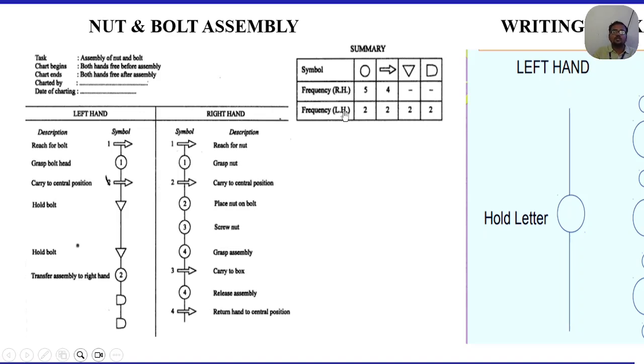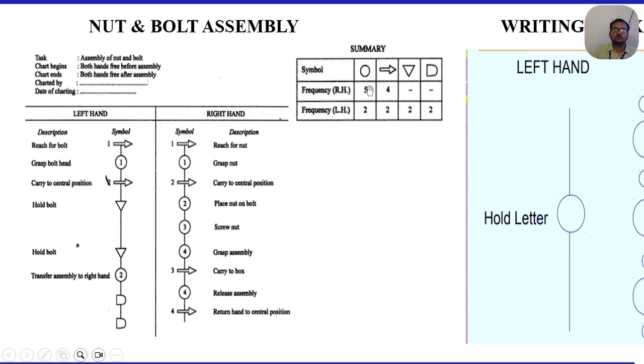You could see that the right hand is not used predominantly for any hold or delay, whereas for the left hand, 2 times the left hand has been used for holding and 2 times it has been used for transportation. A person who is predominantly right-handed will not be using a right hand for holding because the right hand is the one which is more comfortable for the person.